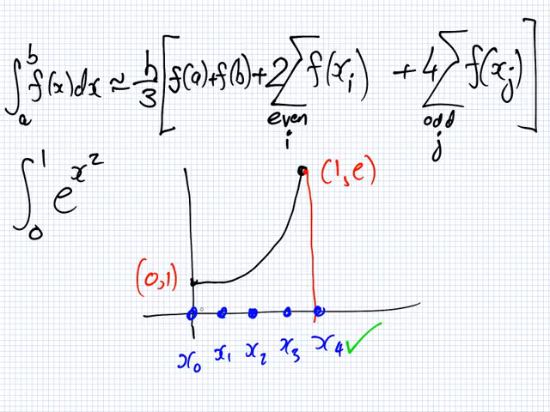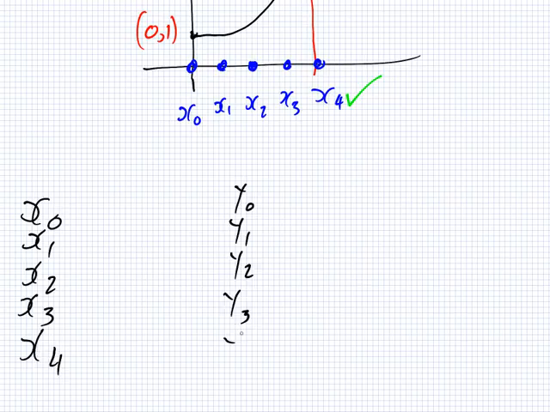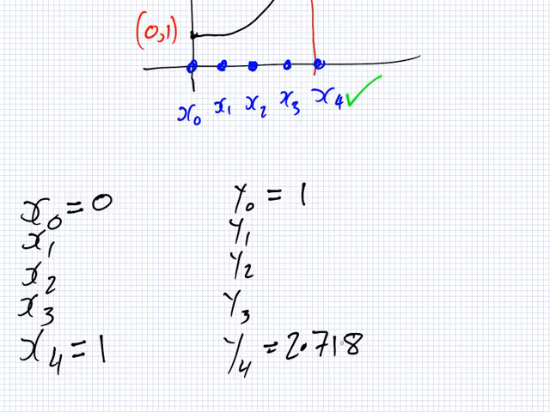Right, so what we need to work out first are all the heights. Can I go down a little bit? Yeah. Right, so first let's have x0, x1, x2, x3, x4, and then we have our heights y0, y1, y2, y3, y4. We know what x0 is. It's a, which is 0. And the last one is b, which is 1. We know the first height, 1, and the last height, e, 2.718. Now, we should work out the h. What's the h here? 1 minus 0 over 4. So what's the h? 0.25.